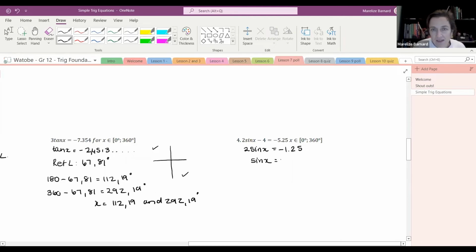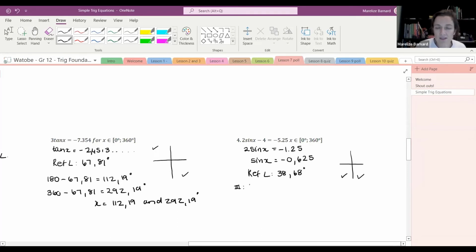So then sine of x, we need to still divide by 2. That gives me negative 0.625. Okay, we can already do quadrants. Sine is negative in the third and the fourth. And our reference angle is going to be shift sine 0.625. And that gives me 38.68 degrees. So we can do our third quadrant answer.